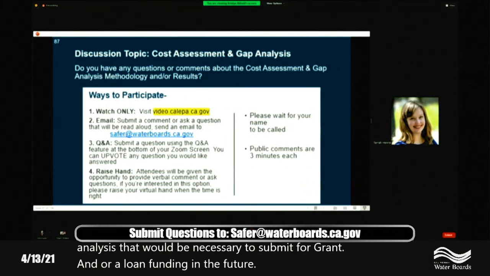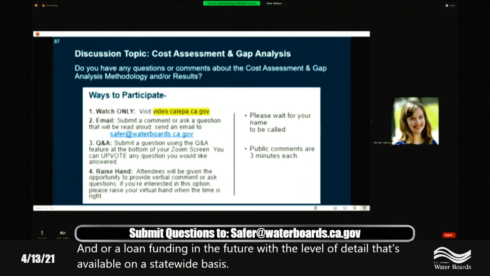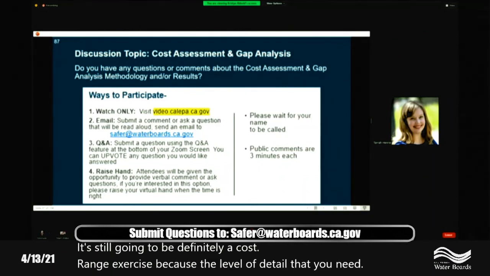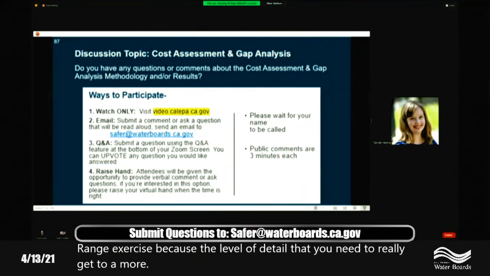With the level of detail that's available on a statewide basis, I think it will improve, but it's still going to be definitely a cost range exercise, because the level of detail that you need to really get to a more tight cost band needs to be a site-specific analysis.